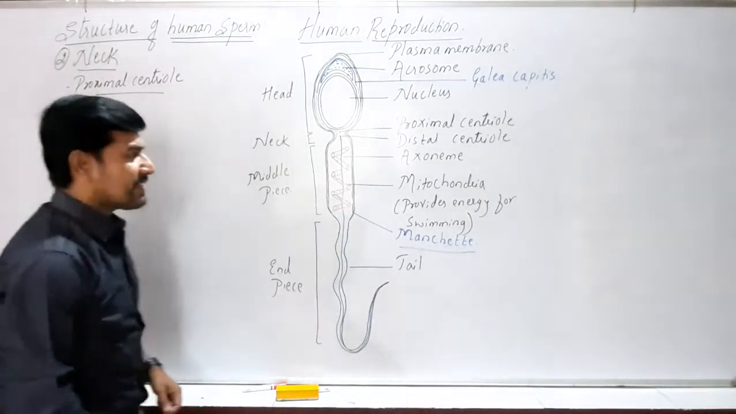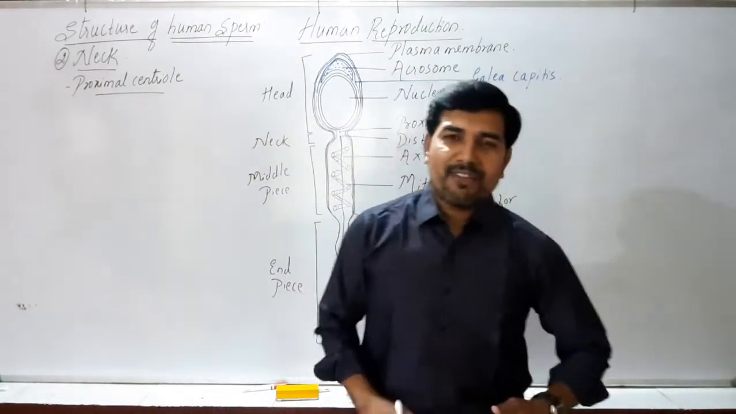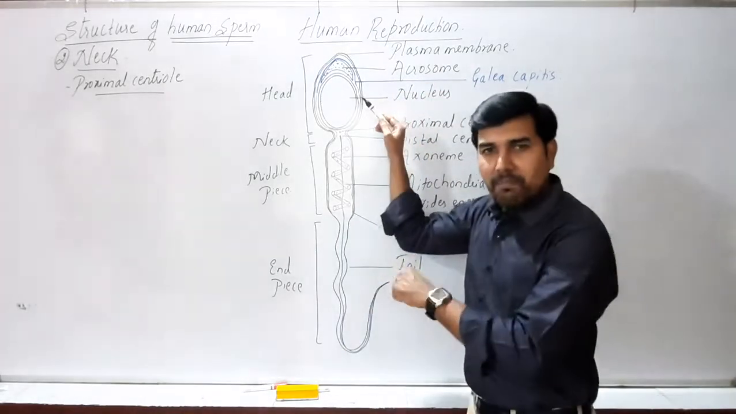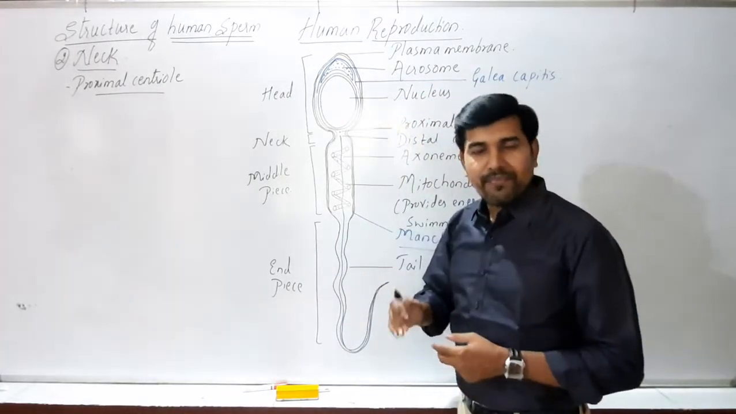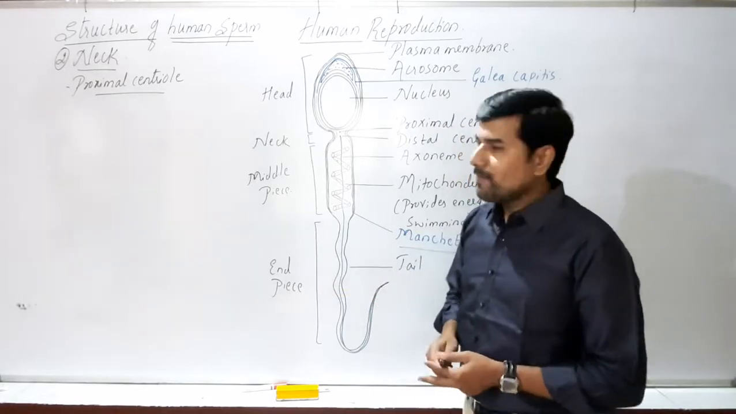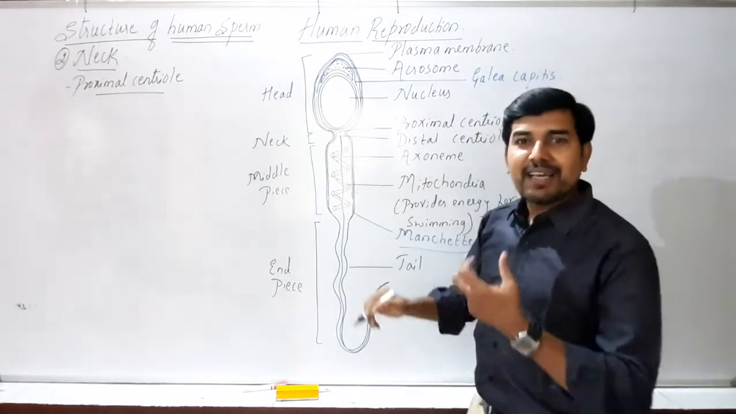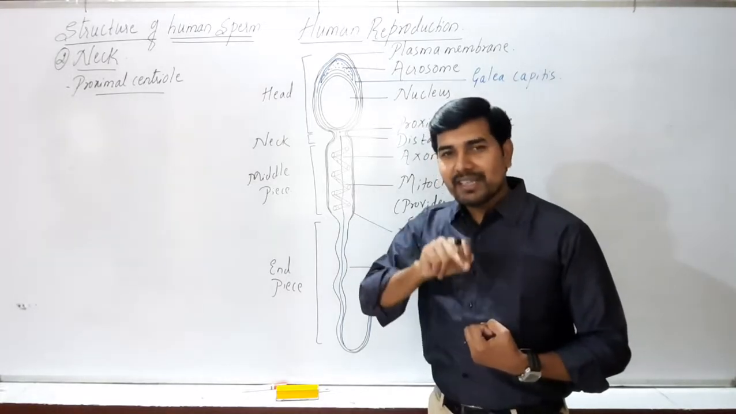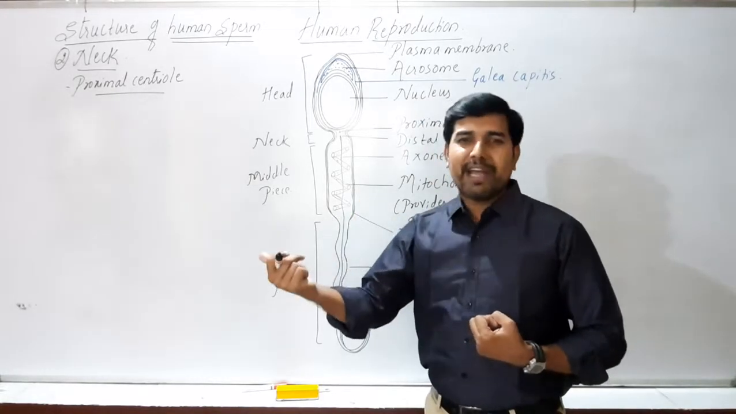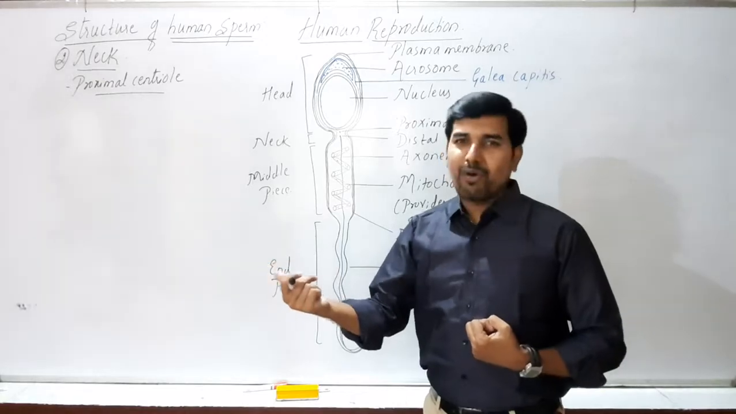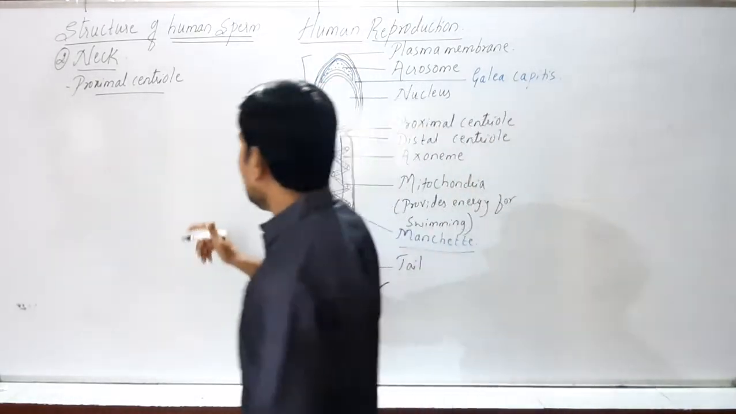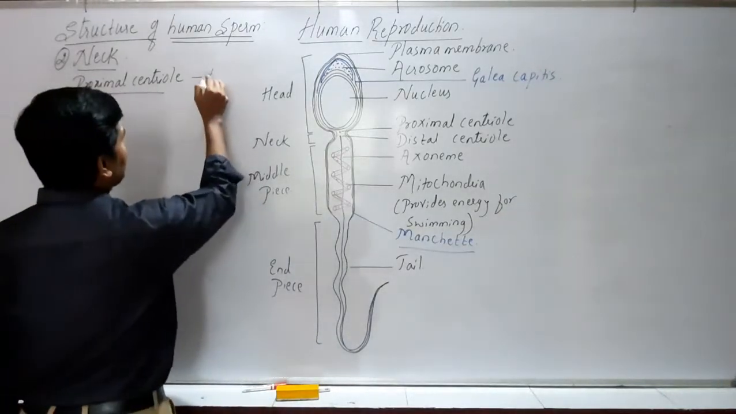First one, proximal centriole. What is the function of proximal centriole? When the sperm penetrates into the ovum, when it gets fertilized, after fertilization, zygote is formed. When the zygote is formed, zygote should undergo mitotic division, which we call cleavage. This proximal centriole helps in the first cleavage process.